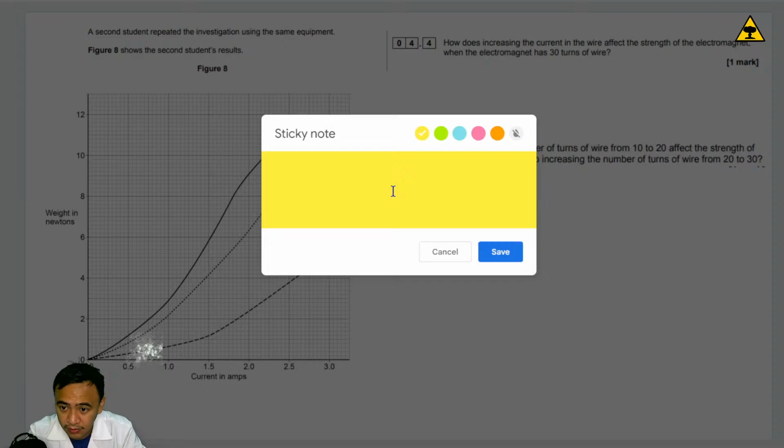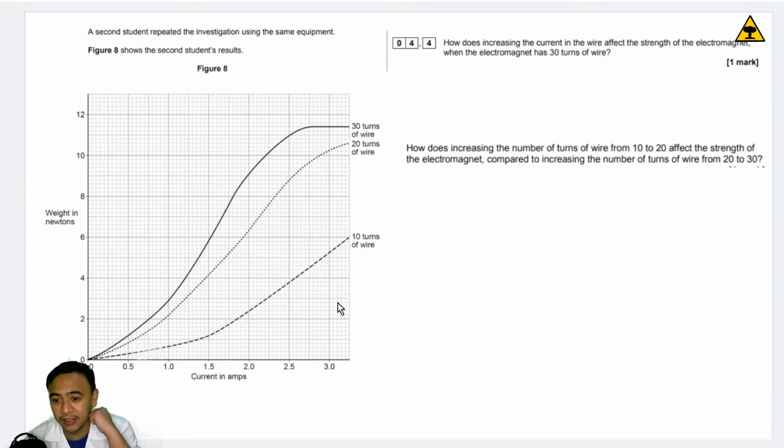So the idea here is that you really have to look at this jump. Generally speaking, the jump from 10 to 20, no matter where you look, is bigger than the jump between 20 and 30. So in all cases, like here and here. Okay, for the same number of amps. I would say it that way to be safe.